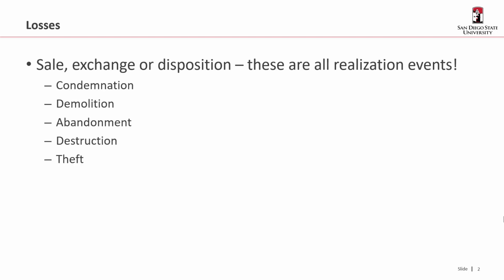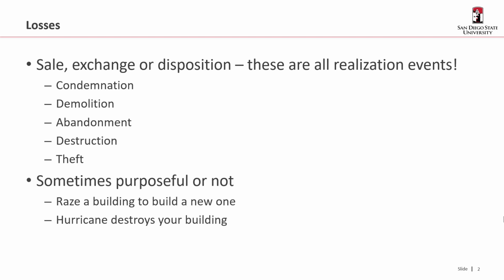Okay. So one of the items that we've discussed before is when we have this realization event, right? A substantial change in ownership rights. And these events can come in a lot of names, but we normally think of them as a sale, exchange, or disposition. But things like condemnations, demolitions, abandonment, destruction, theft, all of these may also result in some sort of significant change in ownership rights. And so we need to see how these fit into the context of what we're doing.